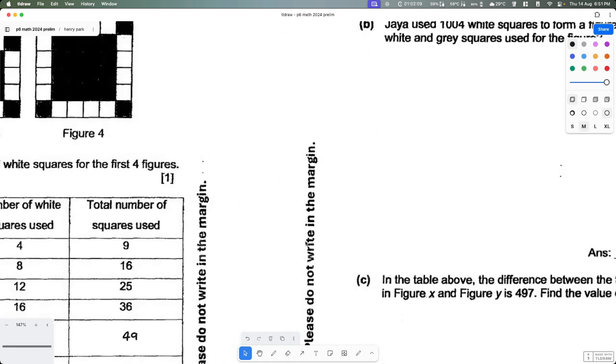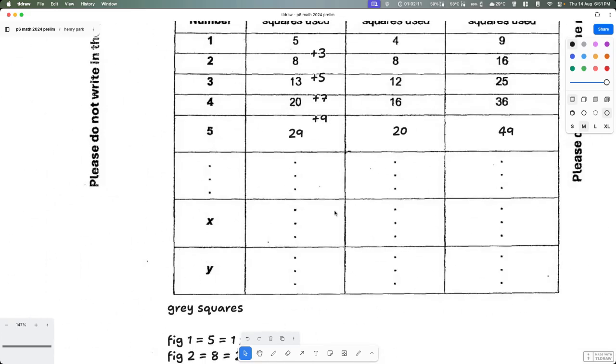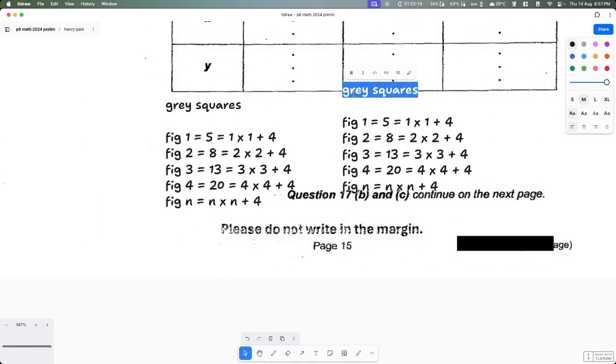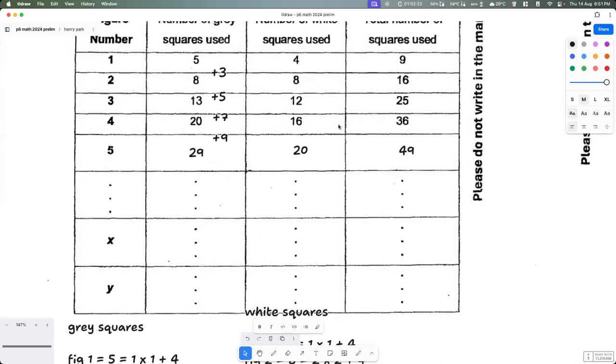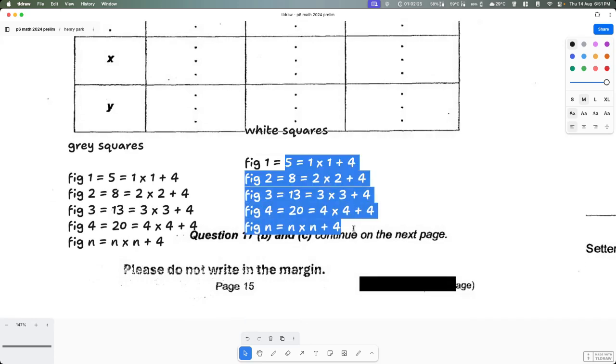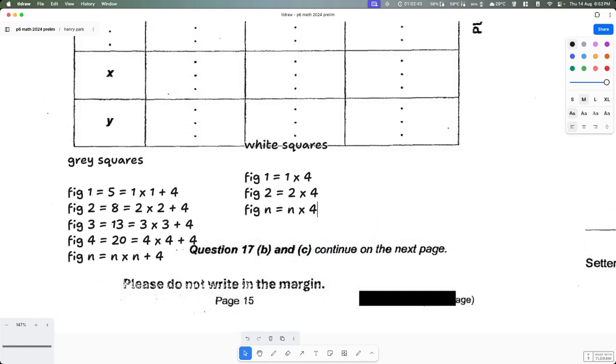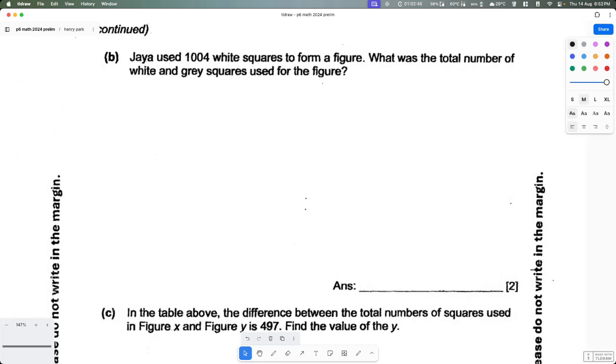Right. So for B, 1004. So at the same time, I'll do the white squares. So white squares will be figure 1 is equal to 1 times 4, right? So just 1 times 4, then 2 times 4, right? Okay, I'm just gonna do this. So 2 times 4. Okay, so I think figure n is probably very straightforward. Figure n is equal to n times 4. Okay, all right. So with that said, let's move to this.